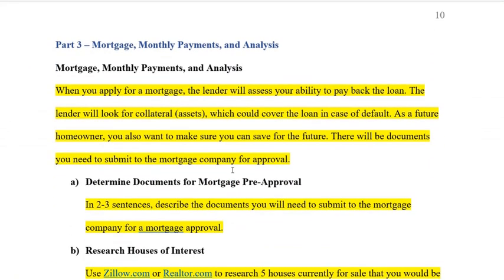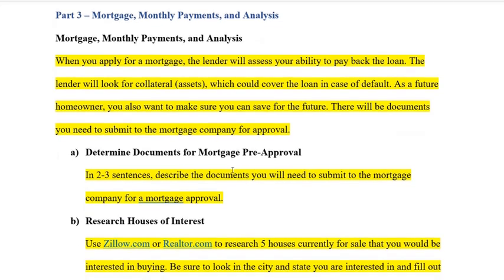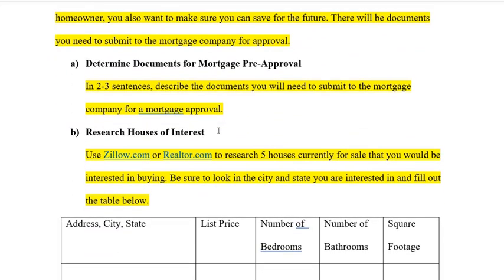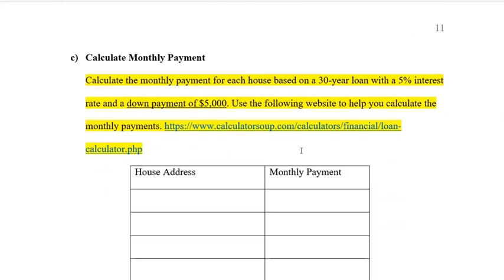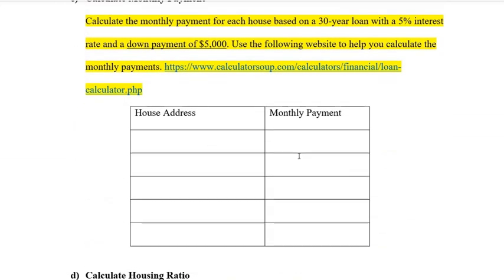And then for part 3, talking about mortgage monthly payments. Part A is 2 to 3 sentences. Part B, research houses of interest. This is where you go on Zillow and you just try to find houses that you're interested in. Part C.